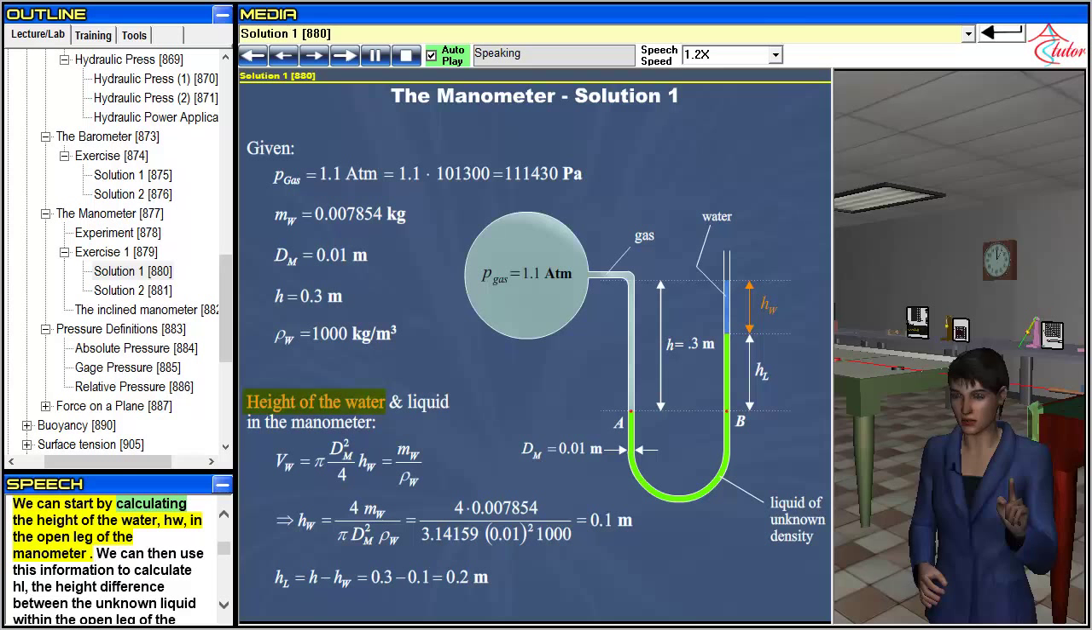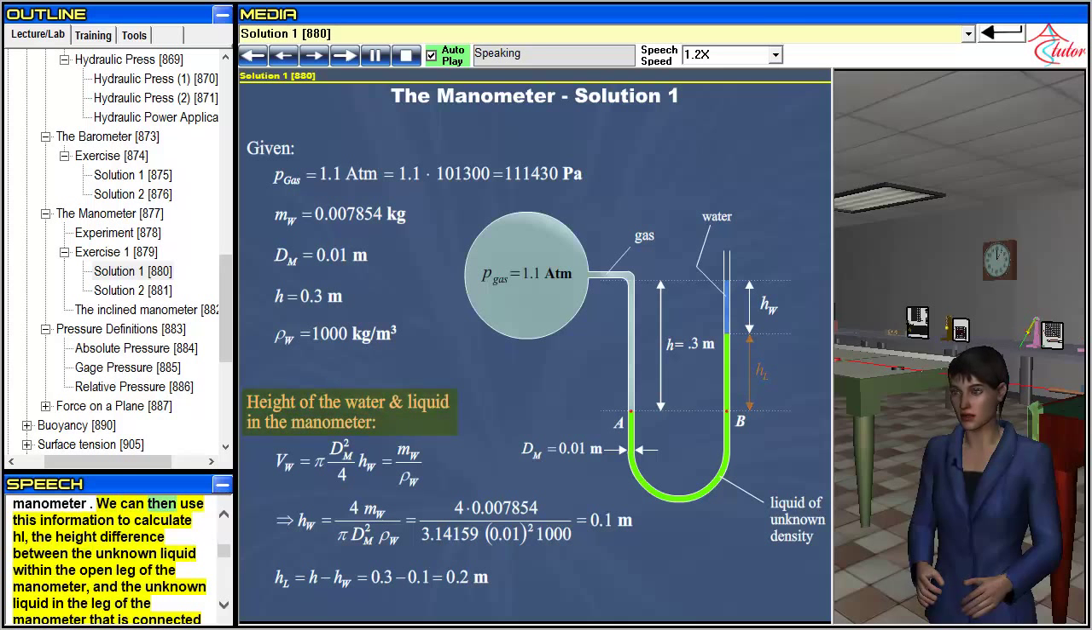We can start by calculating the height of the water, HW, in the open leg of the manometer. We can then use this information to calculate HL, the height difference between the unknown liquid within the open leg of the manometer, and the unknown liquid in the leg of the manometer that is connected to the gas tank.